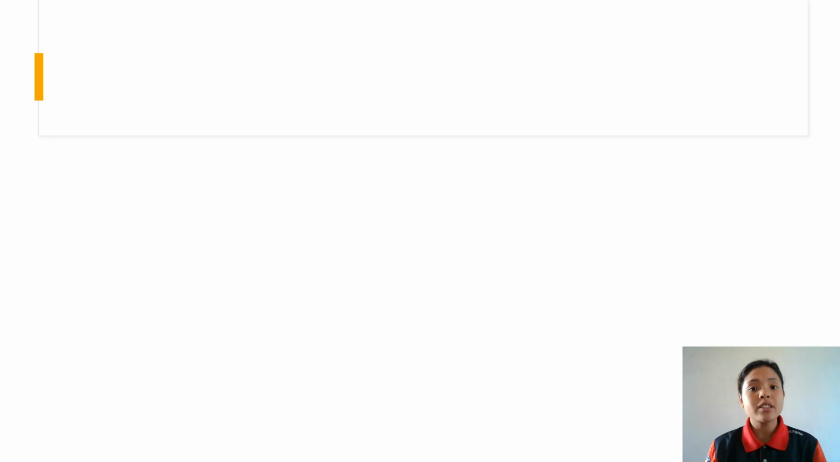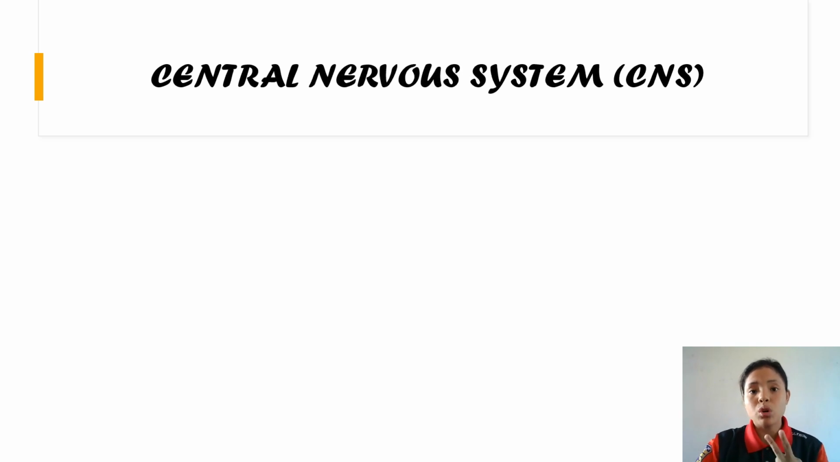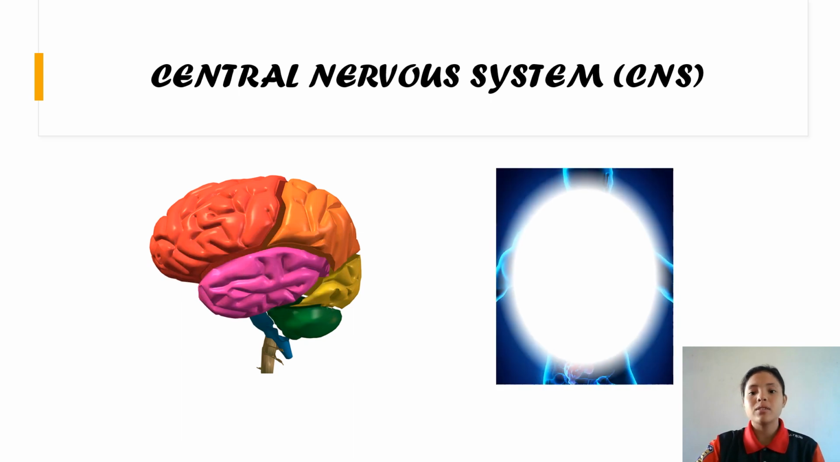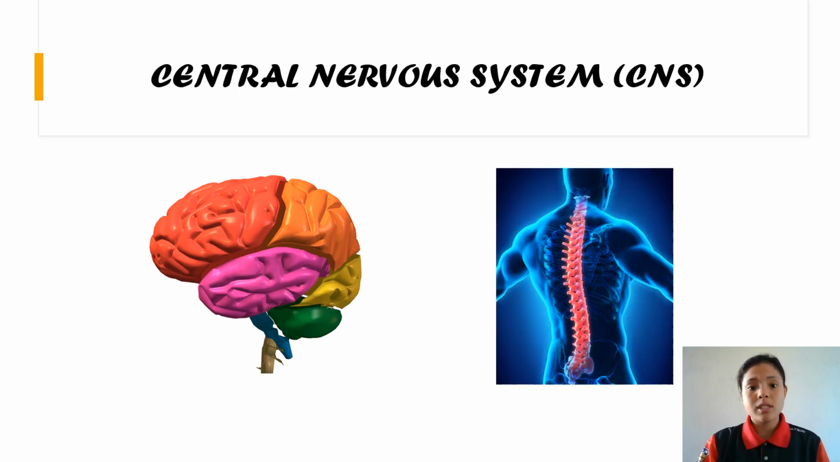Okay, what is central nervous system? Central nervous system is divided into two components. There is brain and also spinal cord. As we see here, without both of these, surely we cannot do our daily activities like walk, jump, as I mentioned just now, because our brain is our controller for our body movement.